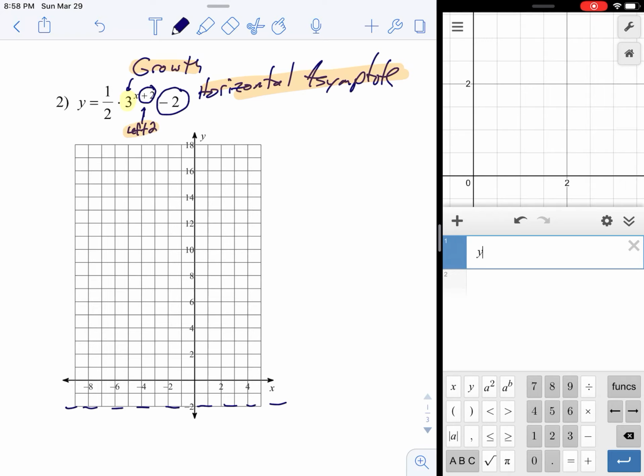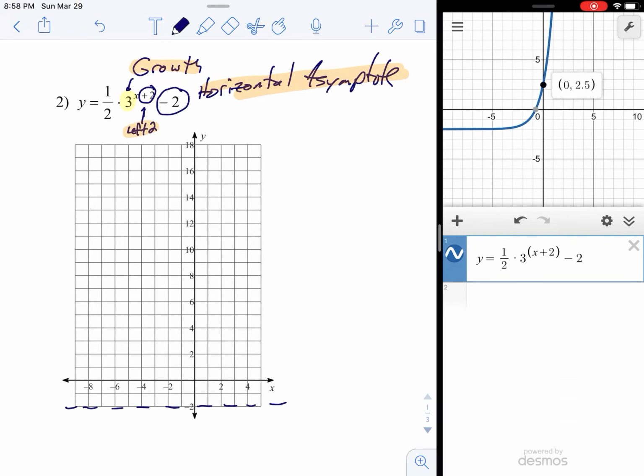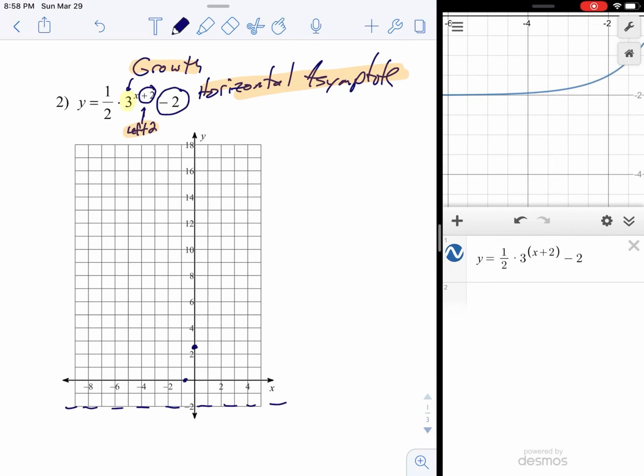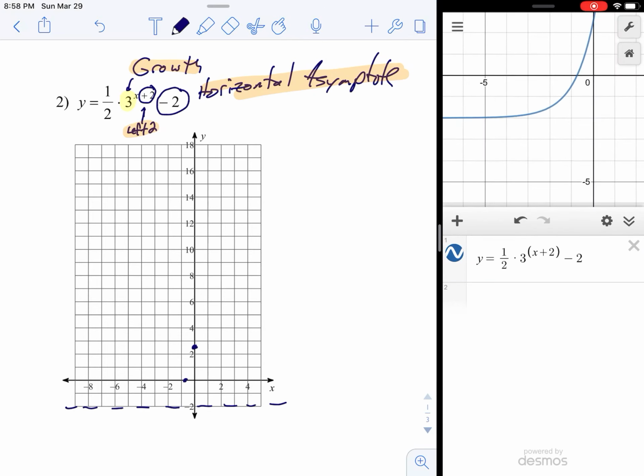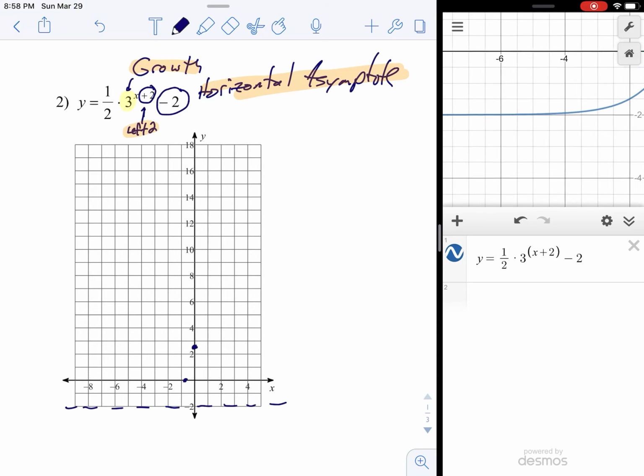Now to actually graph it, y equals 1 divided by 2 times 3 raised to the, now here I'm going to use parentheses, (x + 2) power, and then go over, type -2. I'll hit the home button, and there we have, okay, 2.5 is the y-intercept. Looks like an x-intercept just short of -1. You can see the horizontal asymptote is down here at -2. There it is, -2. It sort of levels off.